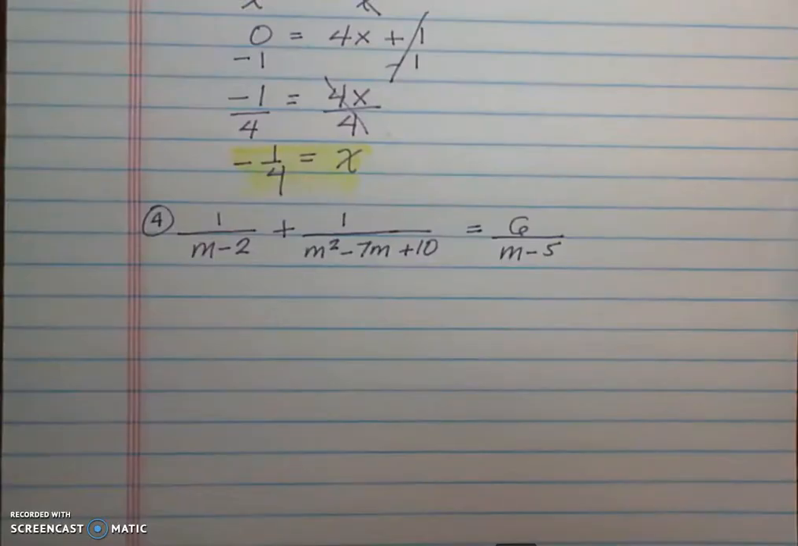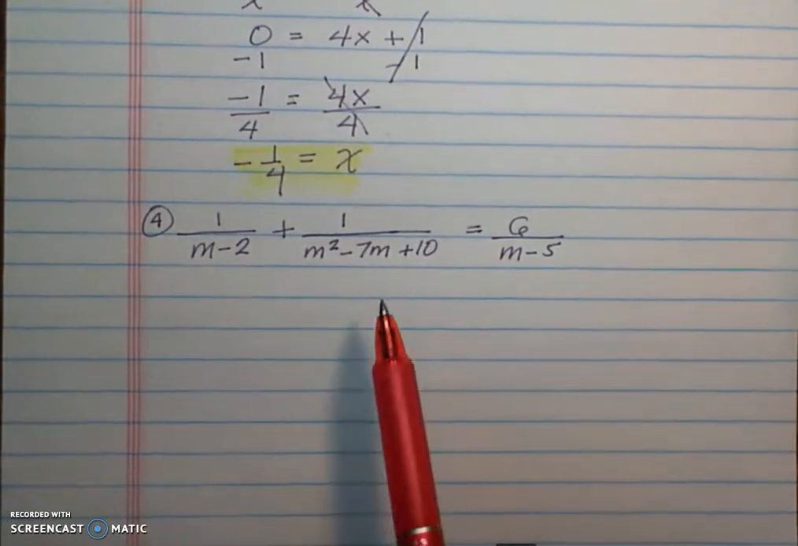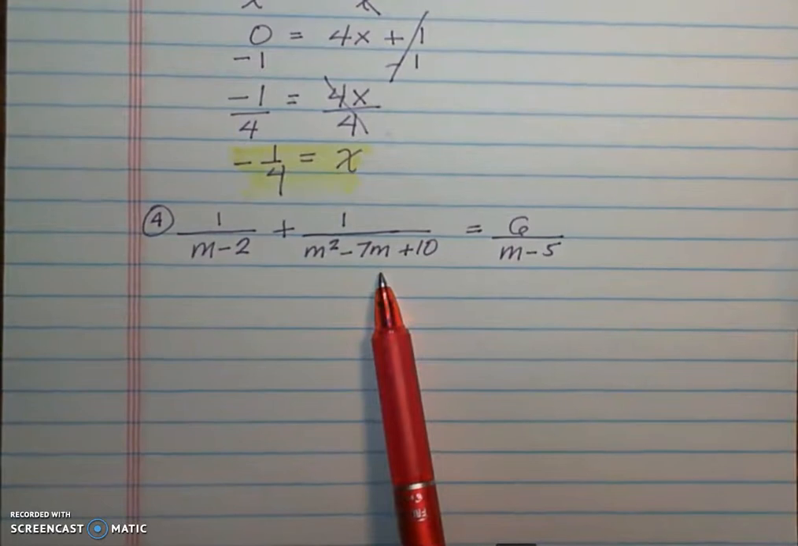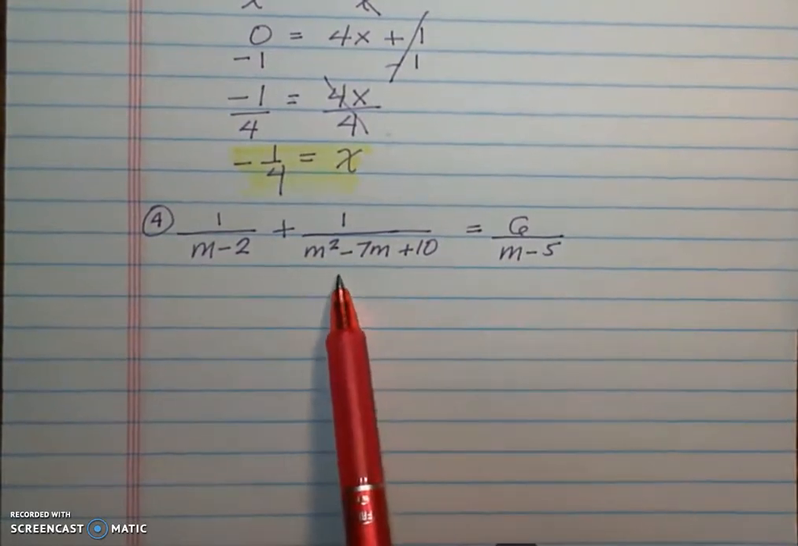All right, for our last and final example, 1 over m minus 2 plus 1 over m squared minus 7m plus 10 equals 6 over m minus 5. All right, for us to know what to multiply all the terms by, we need to factor out this, because right now I don't even know if these two are contained in it.